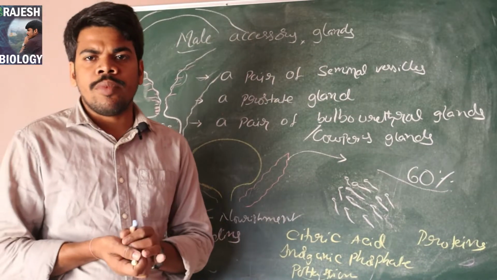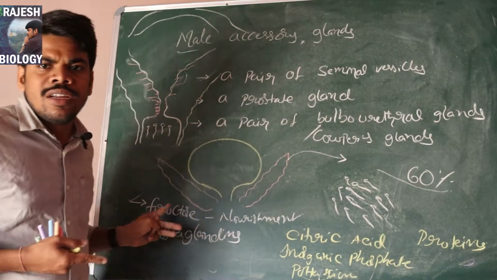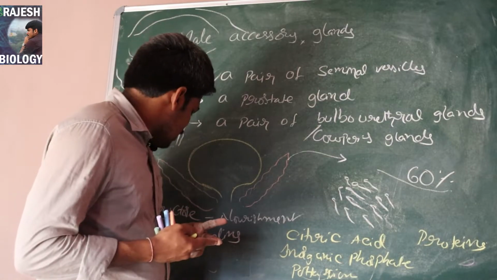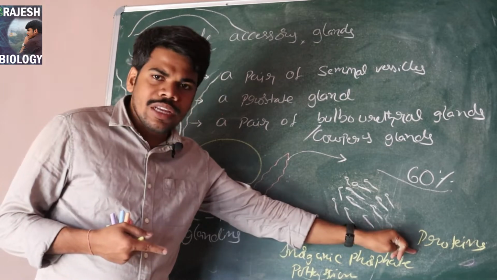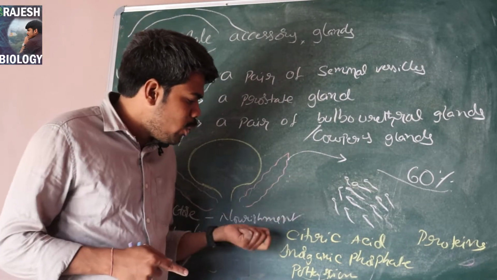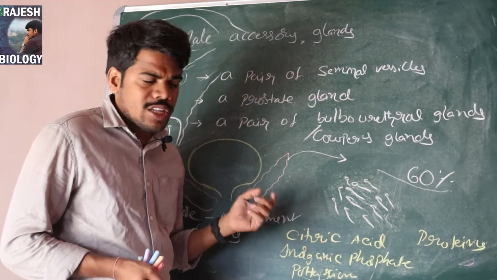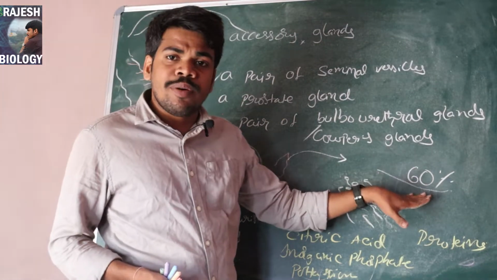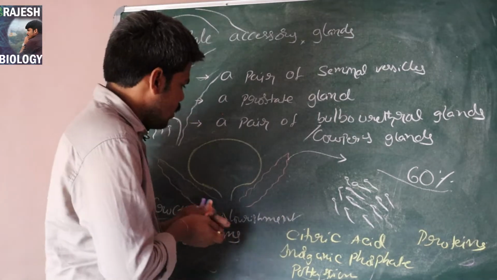So simply, how to remember? Three biomacromolecules are present: carbohydrates, represented by fructose; lipids, represented by prostaglandins; and proteins. Along with that, inorganic phosphate and citric acid are also present, and all these together form 60% of the seminal fluid which is released out in the semen.